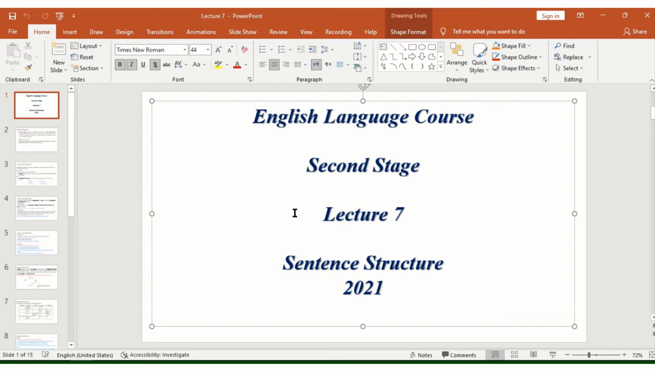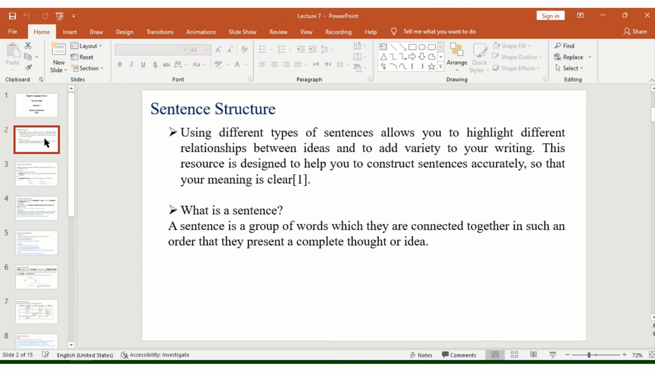Today, I'll speak about a very important subject in English language courses, sentence structure. It is very important to improve your English language skills, so you need to understand and know how to form a sentence in English language.